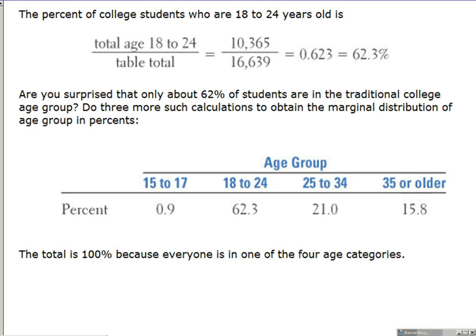The percent of college students who are 18 to 24 years old is 62.3%. The reason that we can get that is we take the total of the age group 18 to 24, which is 10,365, divide by the grand total, which is 16,639. Are you surprised that only 62% of the students are in the traditional college age group? Do 3 more such calculations to obtain the marginal distribution of age group in percents.